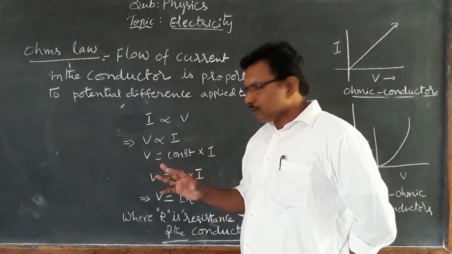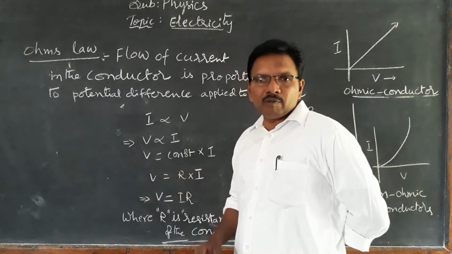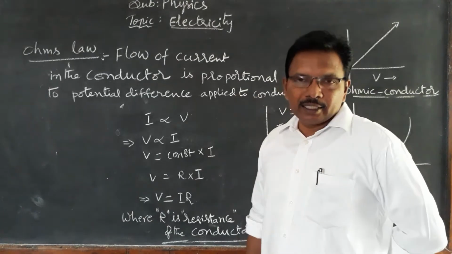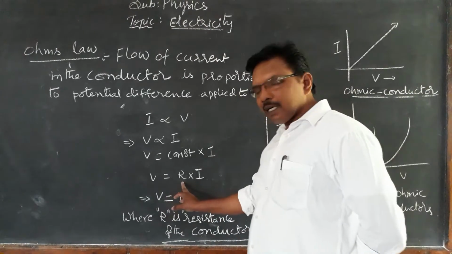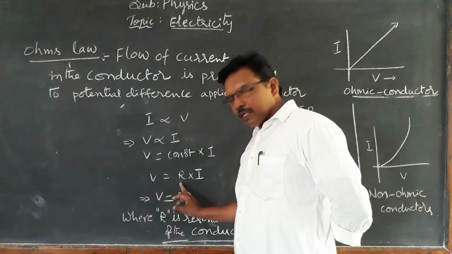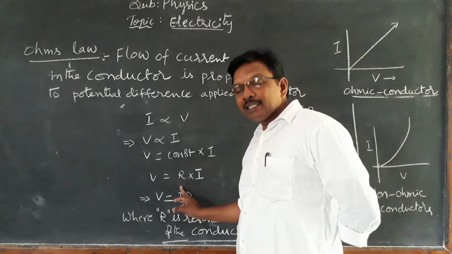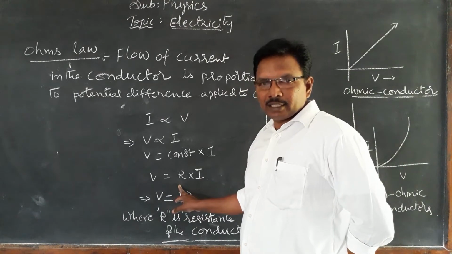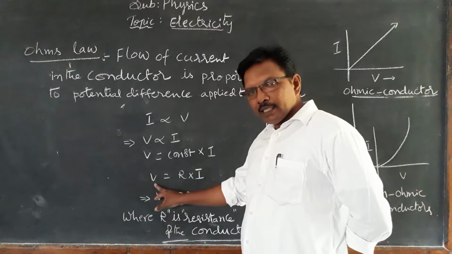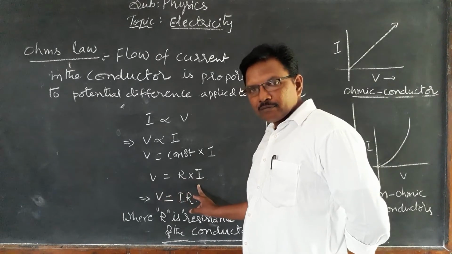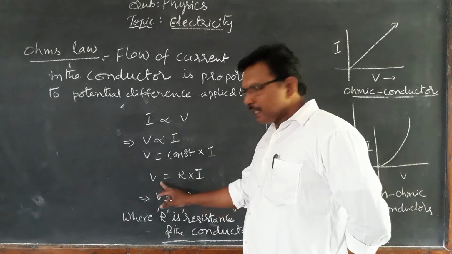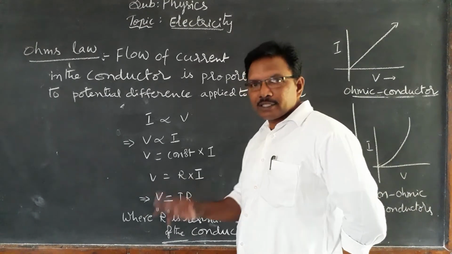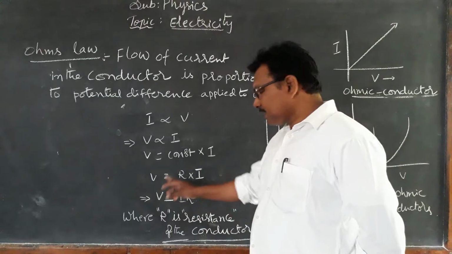But this increase is not the same for all conductors. It depends on the nature of the conductor. That nature is what we are involving here. What is this nature? The resistance of the conductor. V is increasing, I is also increasing continuously, but the values by which I increases as per V are not the same for all conductors. So that changes.